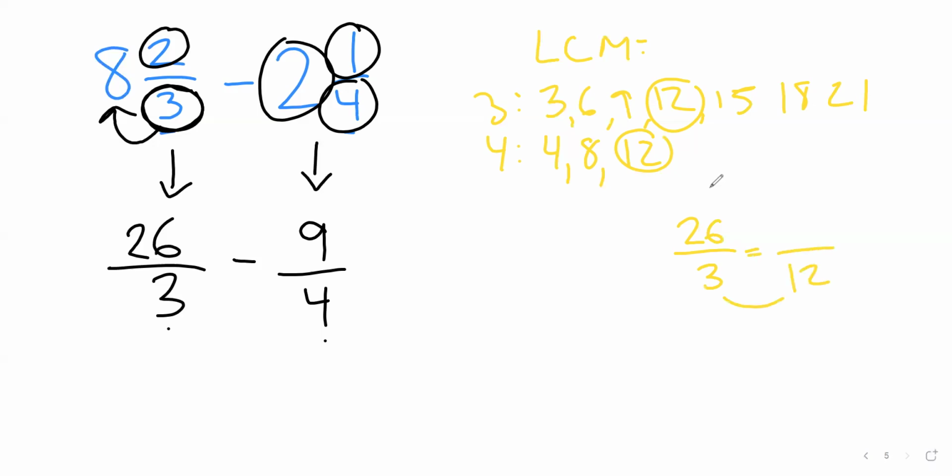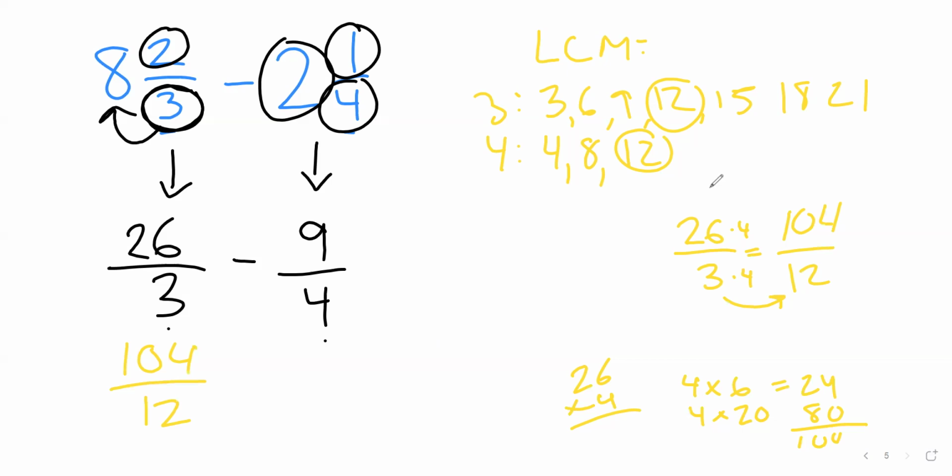Okay, so that means here I'm multiplying by 4. So I need to multiply 26 by 4. Oh boy, okay. Let's see, 26 times 4 is 4 times 6 and 4 times 20. So that's 24. That's 80. So it's 104. So 104/12. That's what this one is, 104/12. I'll change colors for this other one. So then we have 9/4, and I'm making it out of 12.